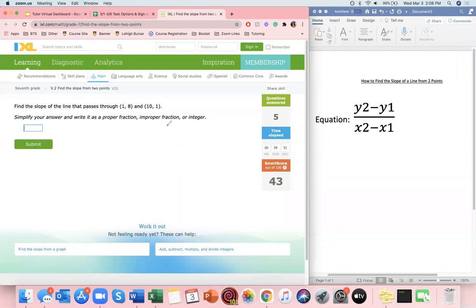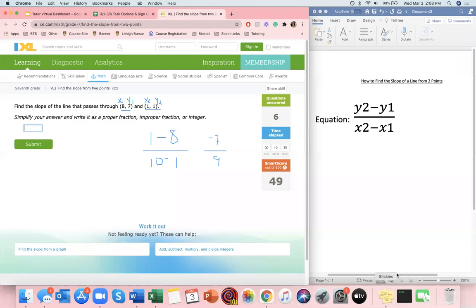One last one. 1, 8 and 10, 1. x1 would be 1, y1 would be 8, x2 would be 10, and y2 would be 1. So y2 we said was 1 minus y1, which is 8, over x2 we said was 10 minus x1, which is 1. So 1 minus 8 is negative 7, over 10 minus 1, which is 9. Our final answer is negative 7 over 9.